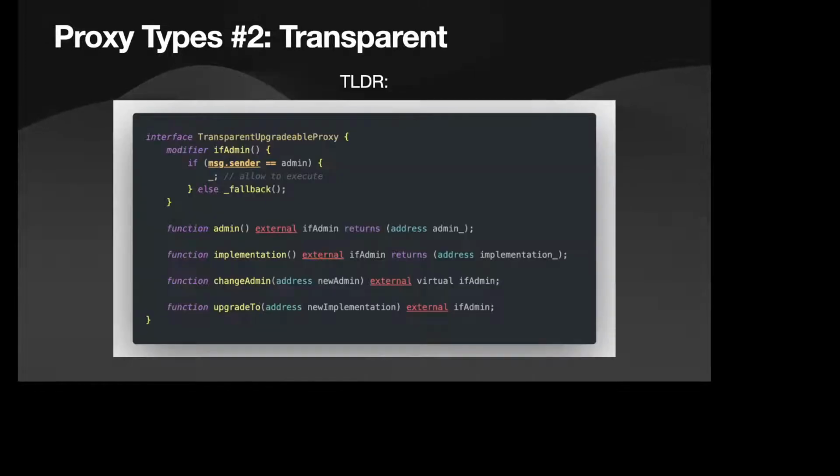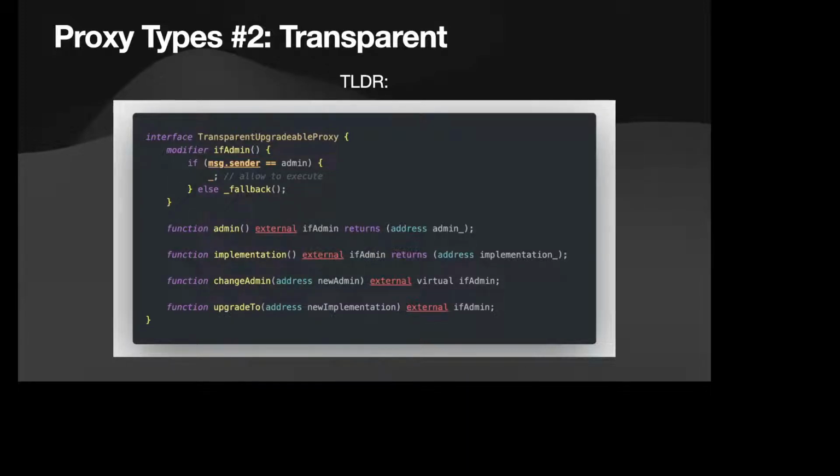So the TLDR with the code is this, right? So this is the interface. The transparent upgradeable proxy has 4 functions. It has an admin view function, an implementation view function, a change admin function, and an upgrade to function. So it has access control, and then you can update the implementation. This takes an address, and this takes the new admin, right?